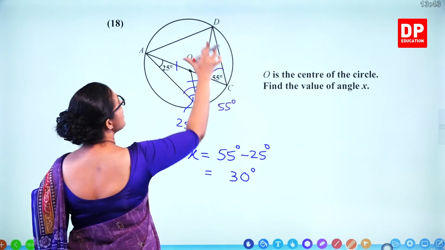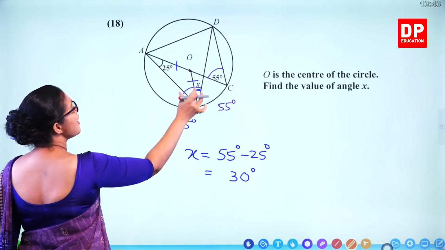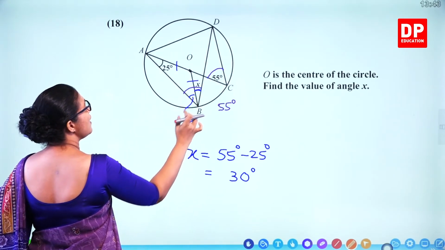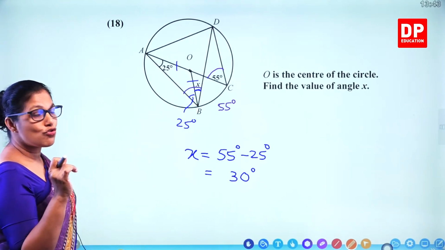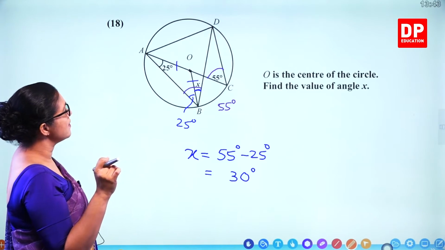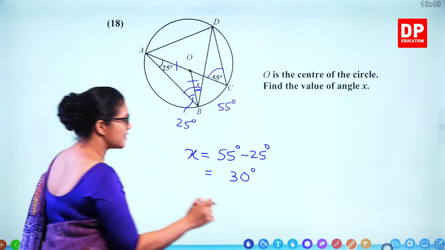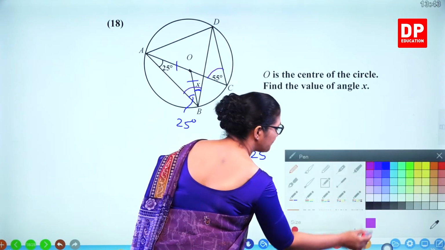So this angle and this angle same segment angle. So 55. So this is 25 and this is 25 isosceles triangle. So X is 55 minus 30. So you get 2 marks there.